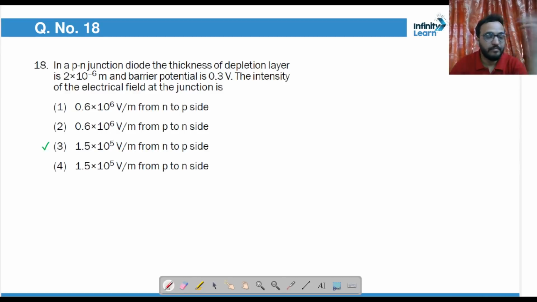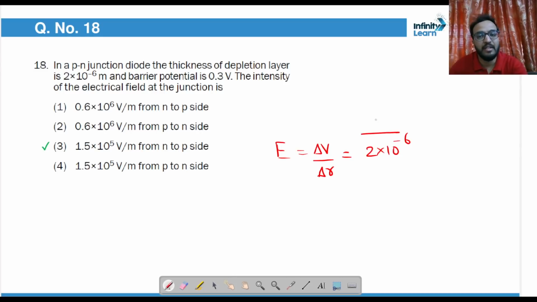Okay. See, electric field intensity is potential difference upon the distance. So it is 2 into 10 to the power minus 6 meter is the distance, and potential difference is 0.3. Now you can solve it and definitely get that the correct answer is the third option.